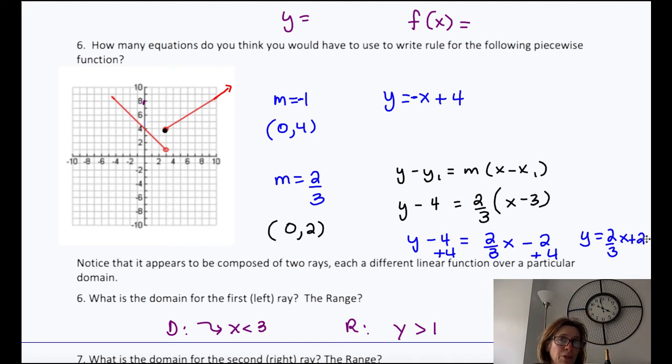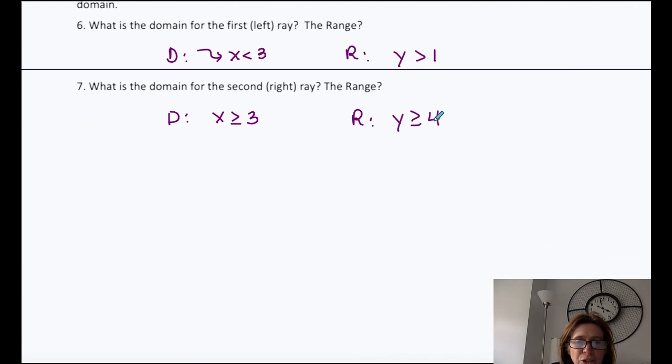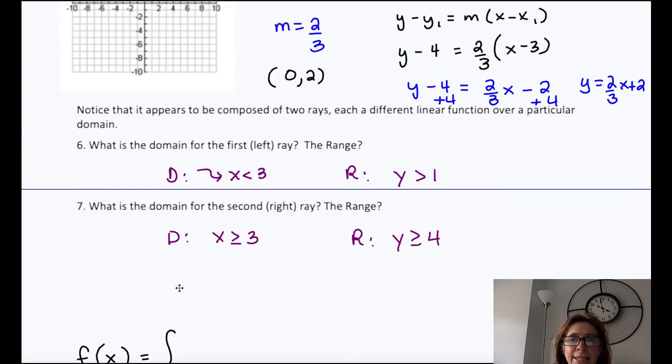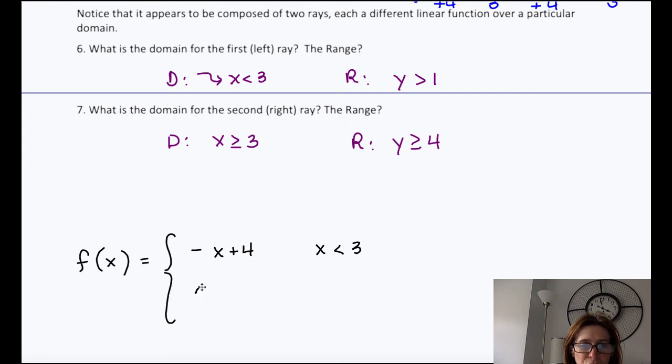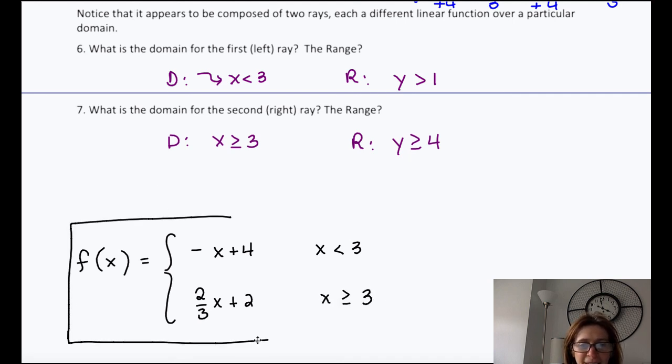So I'm going to let you guys decide how you get the equations. But then once you have your equations, to write them as a piecewise function, we put it all together. So I'm going to actually scroll down here. I'm going to write f of x equals, and I'm going to write my little brace. My first equation was -x plus 4, but I'm going to look at that for x is less than 3. And then my other equation was 2/3 x plus 2. And I'm going to look at that one for x is greater than or equal to 3. And there you've written a piecewise function.